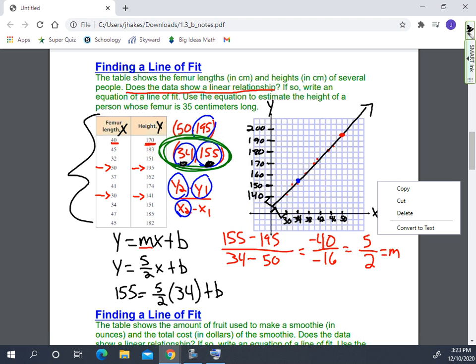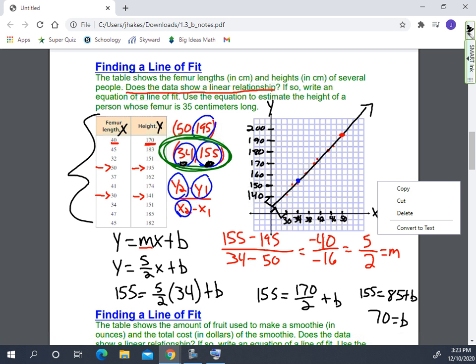Okay. Take out your calculator. Calculators will be needed when we're working with high numbers like this. 5 times 34 is 170. So we're going to be left with 155 equals 170 over 2 plus b. Okay. 170 divided by 2, that's 85. So we're left with 155 equals 85 plus b. And I'm running out of room. 155 minus 85 is 70. So 70 is equal to b.